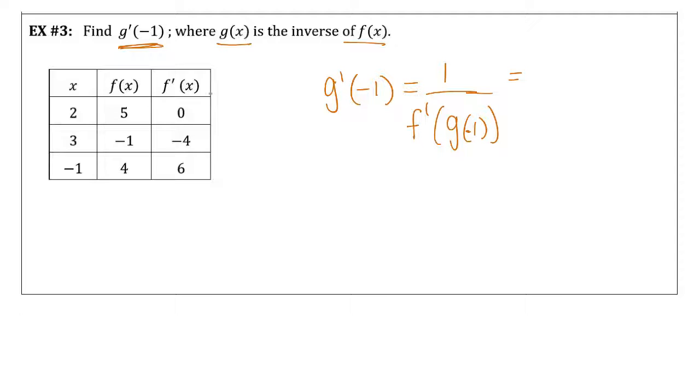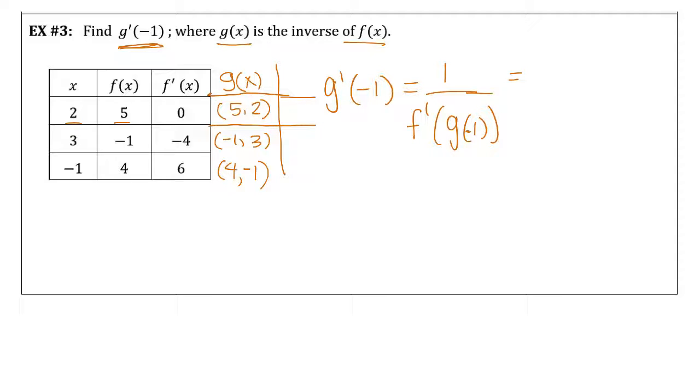So what you could do, and it's a good idea, is to talk about the function g of x and some ordered pairs on that. Notice that with g of x, instead of having 2, 5, you're going to have the ordered pair 5, 2. For the next one, you're going to have -1, 3. And then the final one is 4, -1.